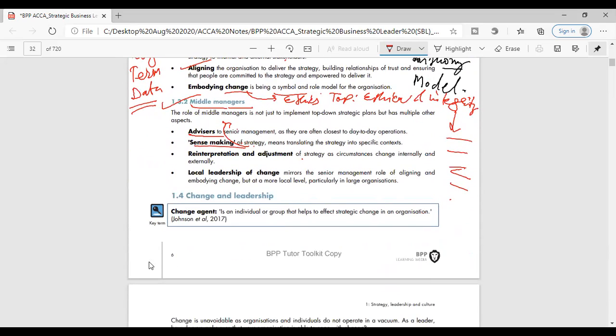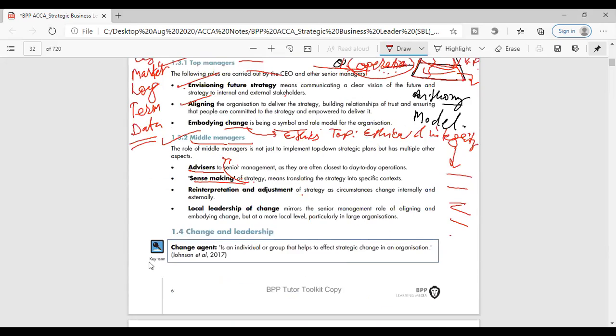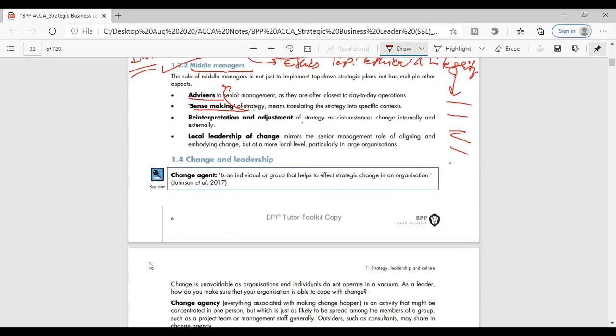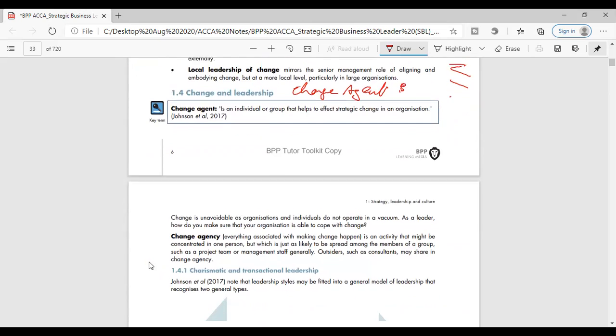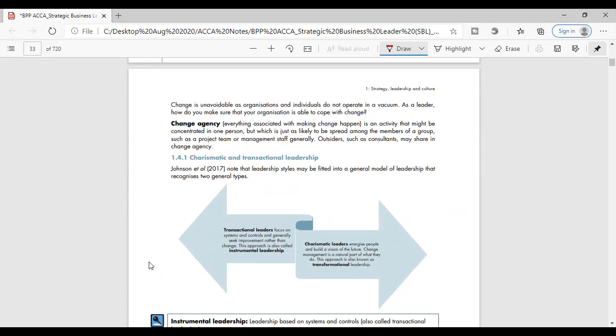And of course, local leadership of changes. Finally, change and leadership. Generally, the leadership team are also in charge of change. That's why they are called change agents. They are the ones who drive the change. Of course, in the modern management books, it is said that everyone is a change agent. Everyone can bring the change. But given the authority, power, and the roles, it is the leadership team which most often drives the change. So they are change agents. Change agency, everything associated with making change happen.